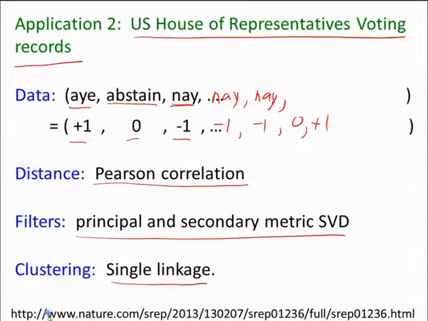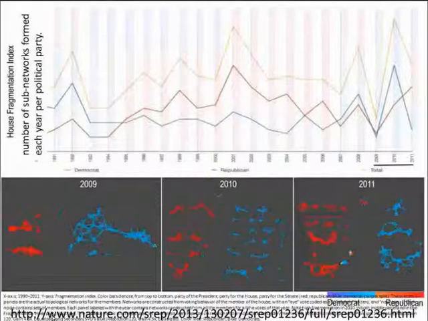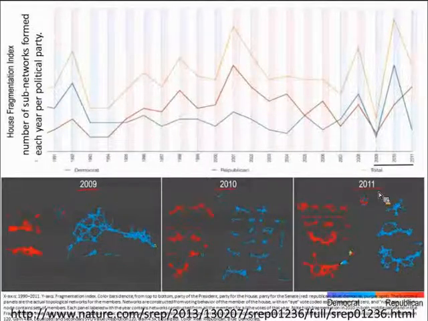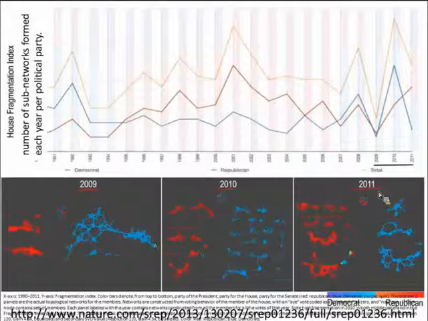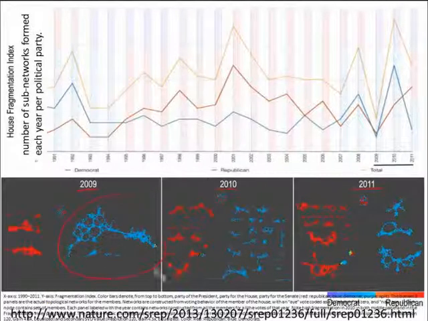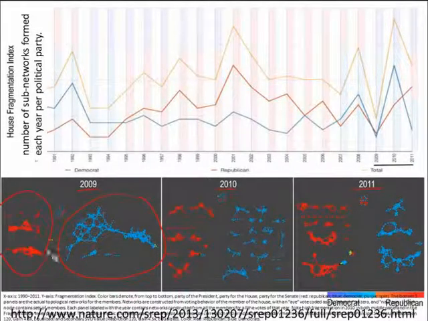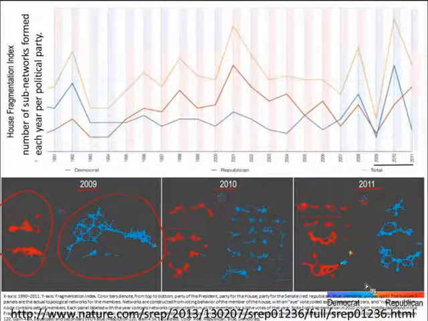So if we take a look at the results, these are the results for 2009, 10, and 11. You can see that in 2009, it appears that something was going on that really unified many of the Democrats and unified many of the Republicans. The Republicans are red, the Democrats are blue, so that's the coloring here. There wasn't as much that unified them in 2010 and 2011, so people broke up into many smaller groups.